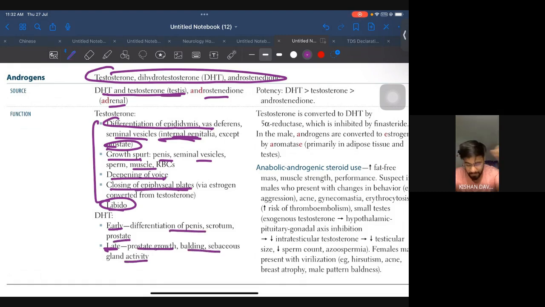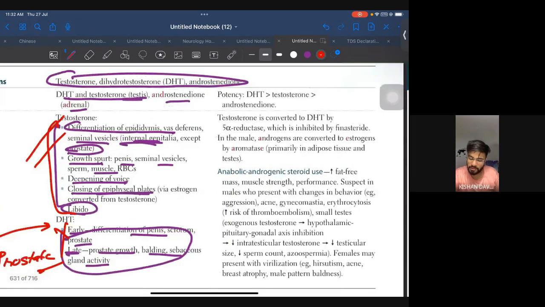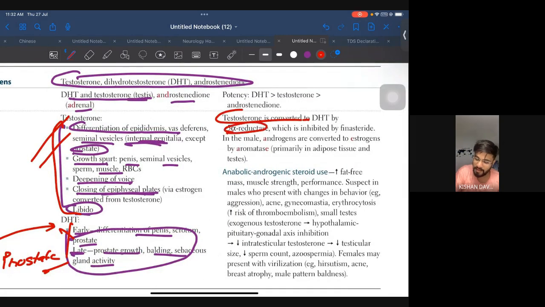See, basically they won't be asking you about the individual functions of DHT, but whenever the prostate is involved, the first hormone that you should link is DHT. Okay, either you are studying pharma or physio, patho, anything: if the prostate is the problem, instead of testosterone, think about DHT. In testosterone, they ask you the function. In DHT, they won't ask you the function. Okay. Testosterone is converted to DHT by 5-alpha reductase, which is inhibited by finasteride. Drugs are important, we'll be doing that later, but here also just keep it in mind. In the male, androgens are converted to estrogens by aromatase in the adipose tissue and testes.